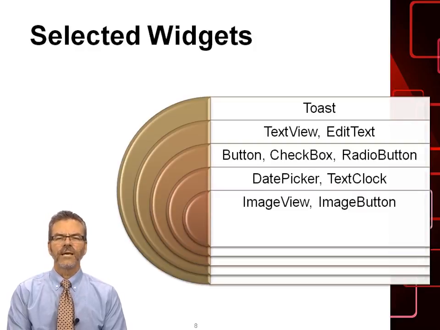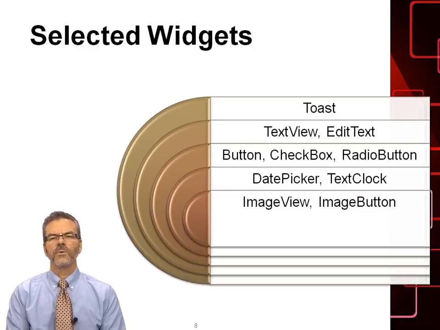How about if you have an image? Well, there's a widget called an image view. The purpose of the image view is to take your image and show it in a view on the device. So you'd have an image inside an image view. Image view makes it appear on the screen.